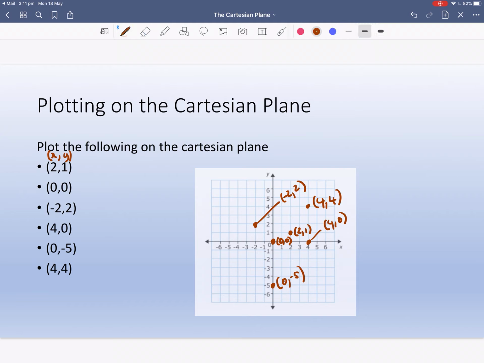All right. Remember, it's x before y, and remember we crawl before we climb, and we can climb up and down quite easily. All right, that's it. Peace out.